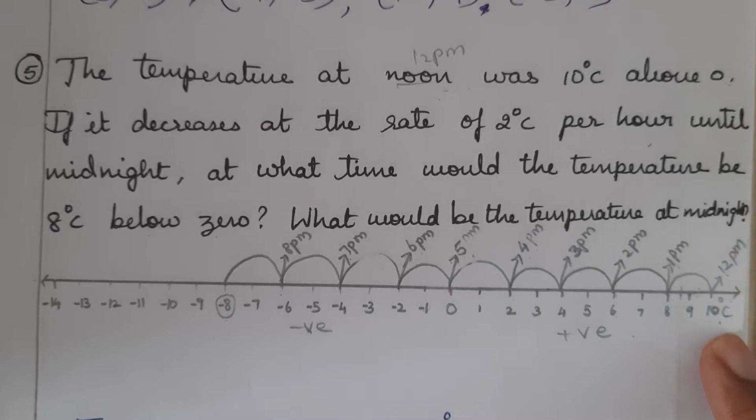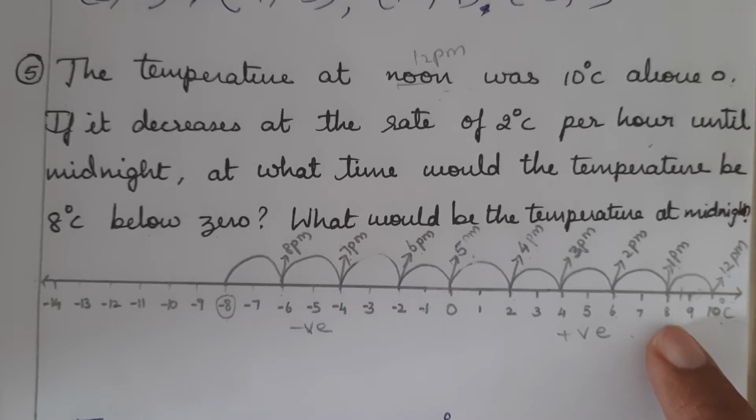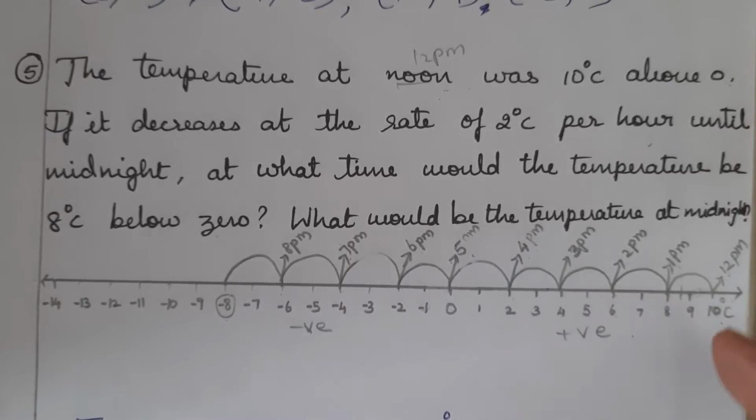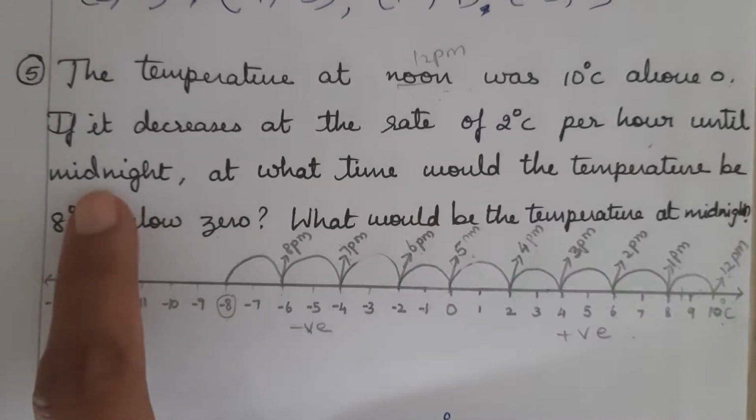That is, if at 12 p.m. it is 10 degrees Celsius, then at 1 p.m., that is after 1 hour, the temperature becomes 10 minus 2, 8 degrees Celsius. And then at 2 p.m., that is again after 1 hour, if you see, it will become 8 minus 2, 6 degrees Celsius. Okay, and so on until midnight.